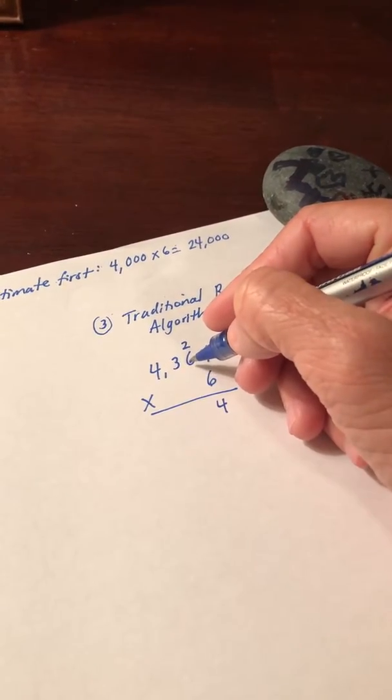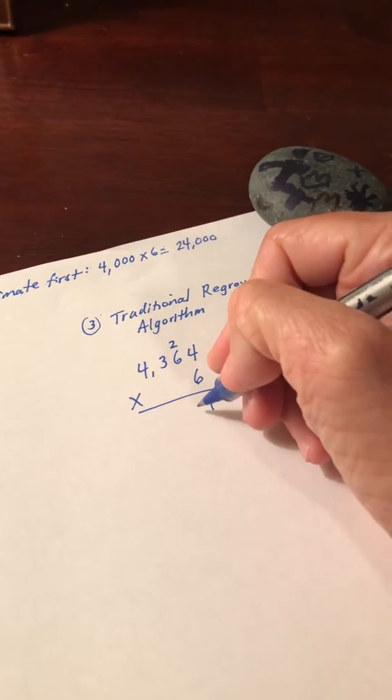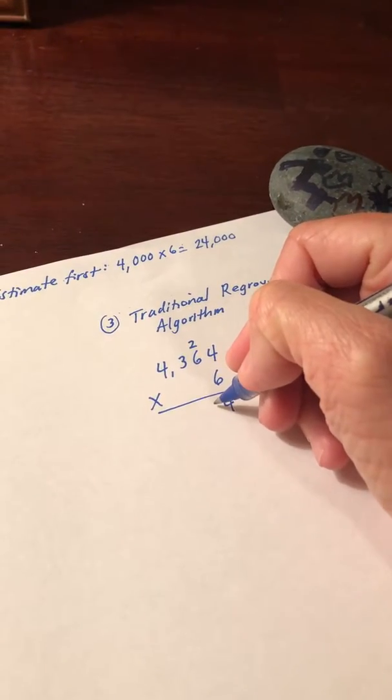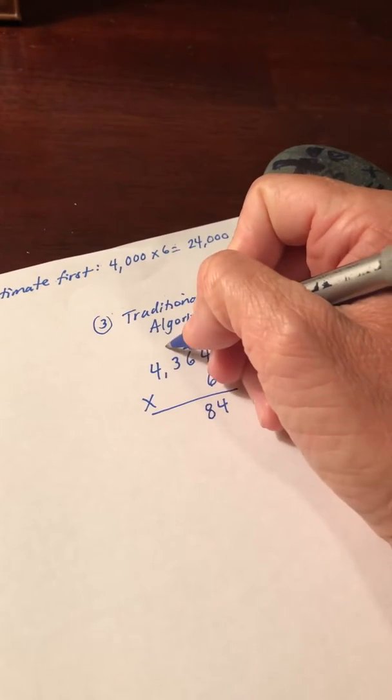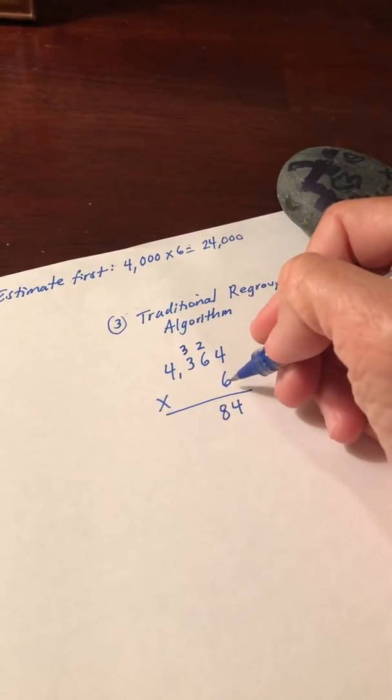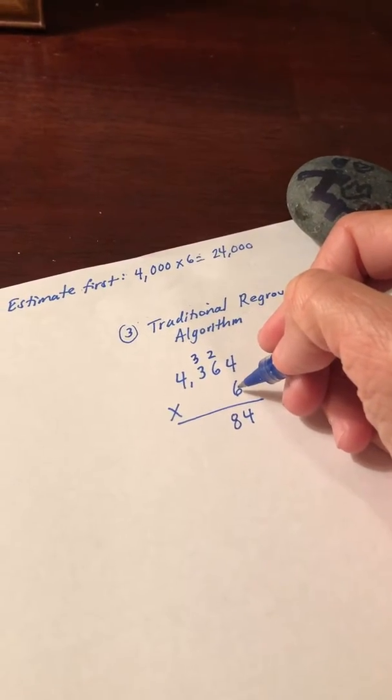So 6 times 6 is 36, plus 2 more is 38. Again, I can't cram 38 down here, so I'm going to bring my 8 down and regroup my 3. All right, now I'm going to multiply by my hundreds.